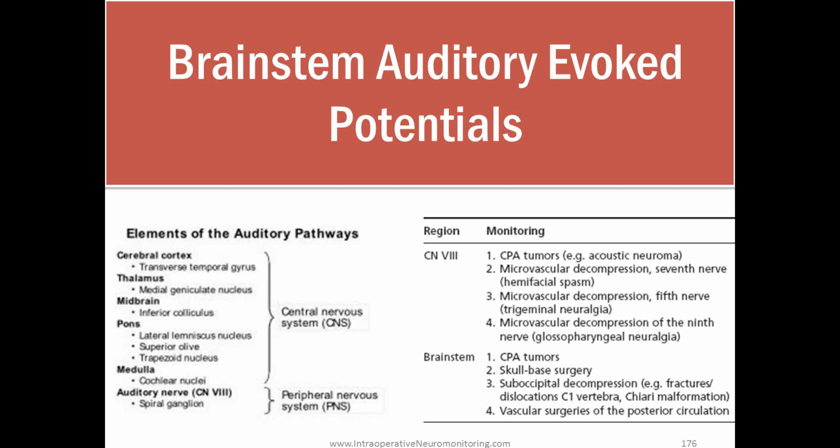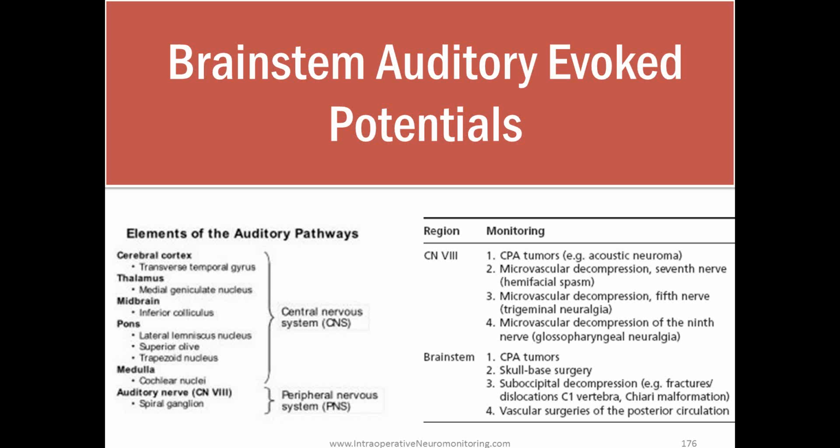On the lower right side are some of the surgical cases that we typically use ABRs on. The CPA tumors, like acoustic neuroma tumors, are classic ones where we use auditory evoked potentials. Same thing with microvascular decompression of cranial nerves 5, 7, and 9. That has mostly to do with retraction on the cerebellum in order to get a good enough exposure to do that decompression. There are other cases like skull fractures or fracture of the C1 or 2. Those are a little bit more questionable.